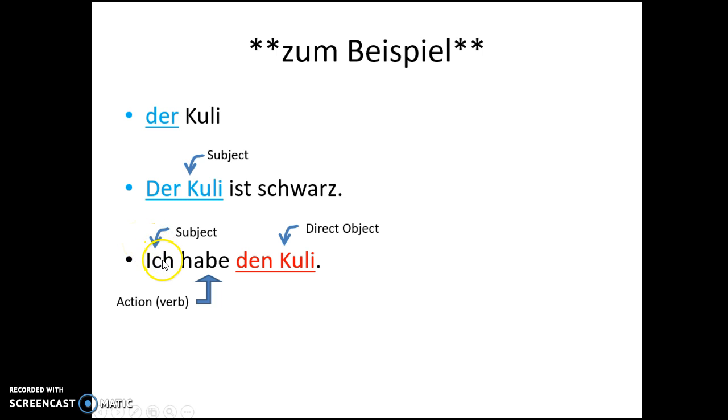And then I ask myself, I have. What do I have? The answer to that question is Kuli, the pen. I have. What do I have? The pen. So the pen in this sentence is the direct object. Okay? So we have that der changes to den.